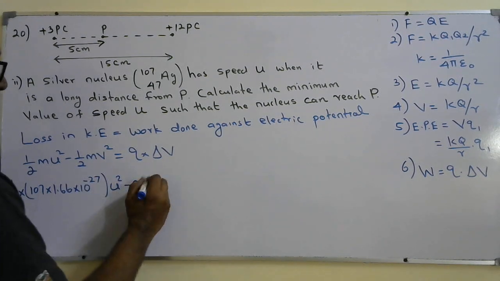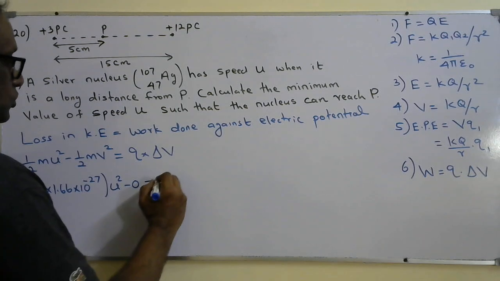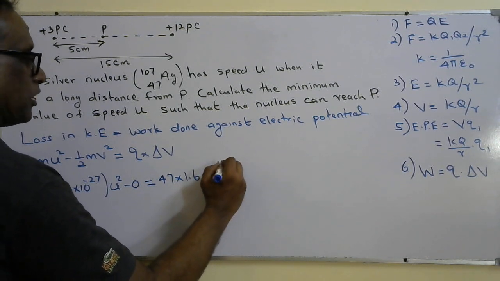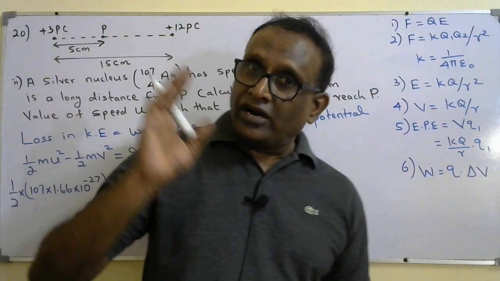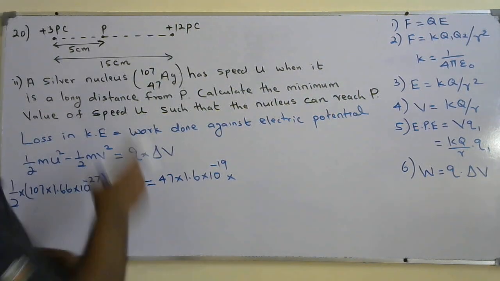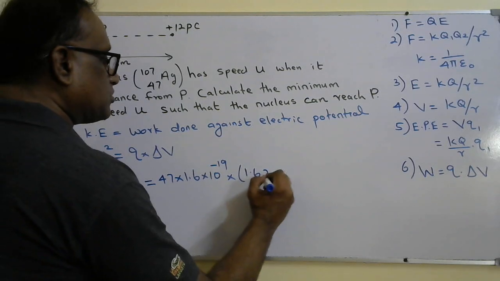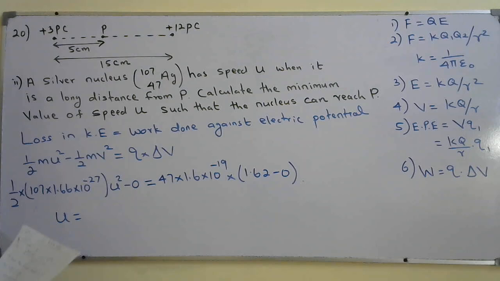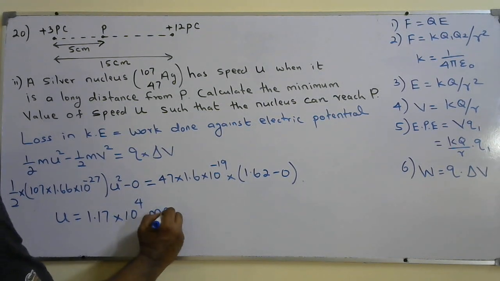So final kinetic energy 0 is equal to, charge is, there are 47 protons, so 47, charge of 1 proton 1.6 times 10 to the power minus 19, delta V, the potential difference. Initially at far distance potential equals 0. At point P we found the potential, that is 1.62, so 1.62 minus 0. Okay, solve it and find the u, that's all. You will get u is equal to 1.17 times 10 to the power 4 meter per second.